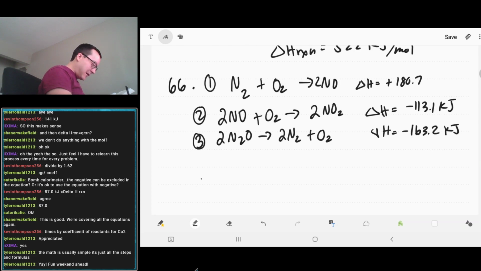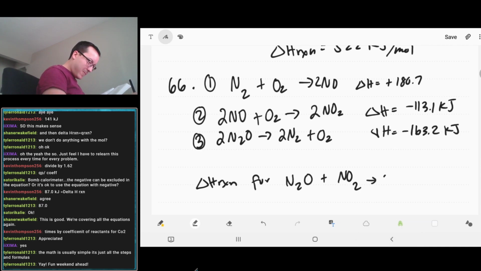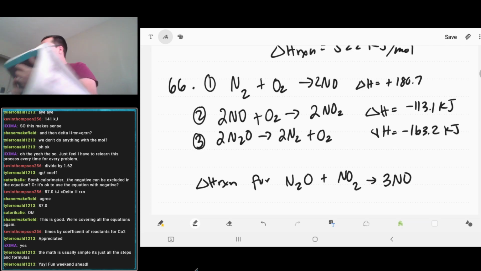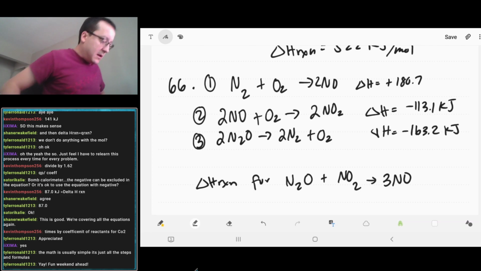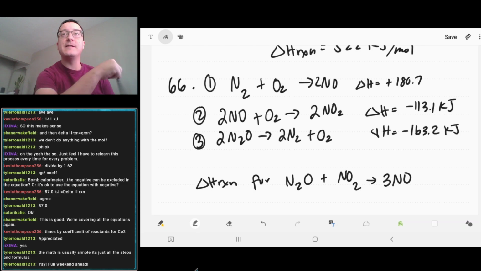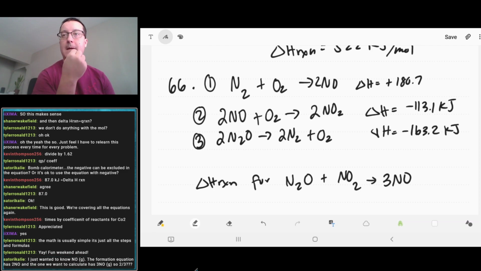We're asked to calculate delta H for this reaction. So what we're looking at in this problem, just like before, we are trying to get these three equations that were given to add up so that they form this last equation.